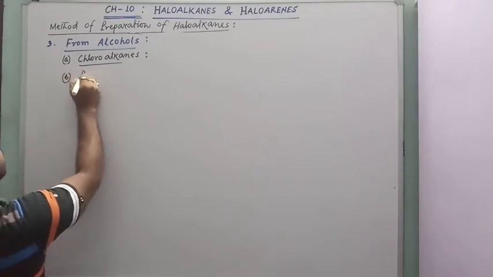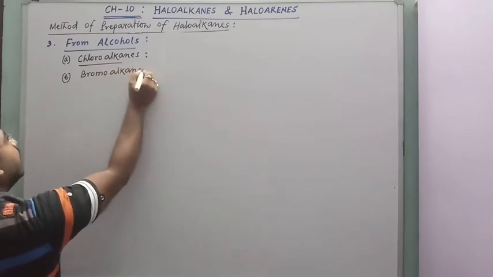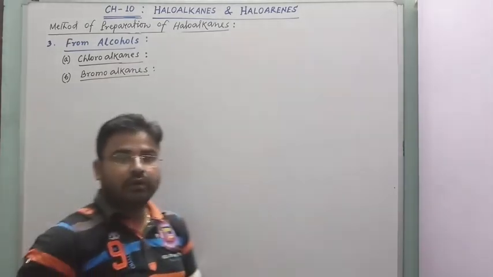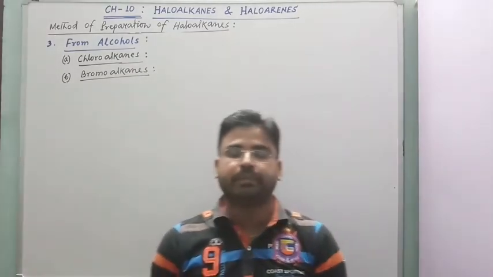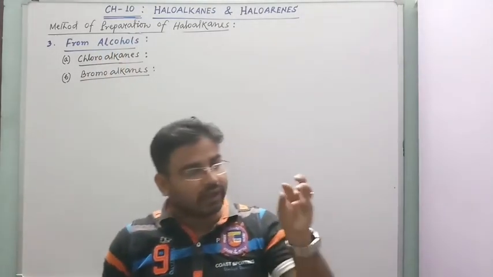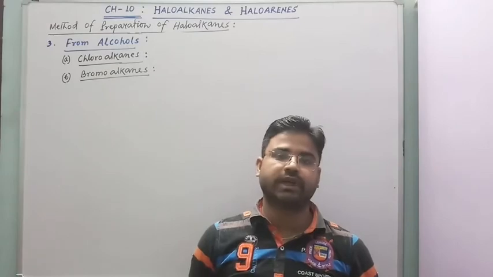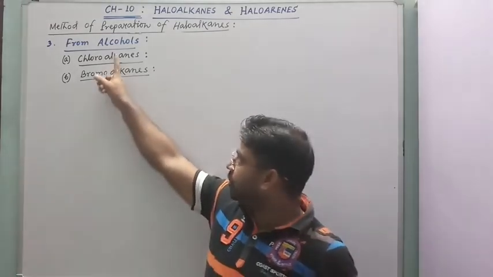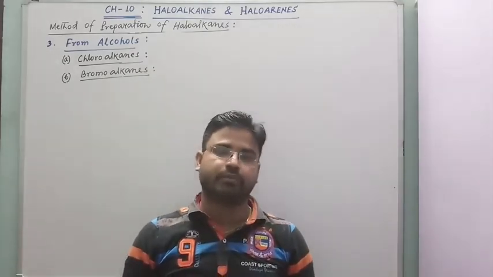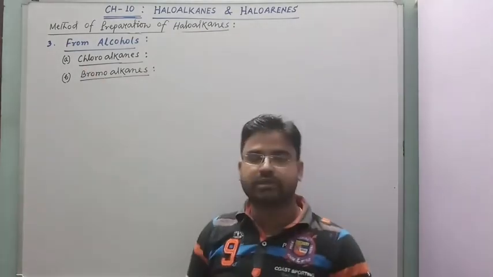Number B, bromoalkanes. So bromoalkanes can be prepared from alcohol. When alcohol is treated with a mixture of KBr, potassium bromide, and concentrated H2SO4, then bromoalkanes are formed.